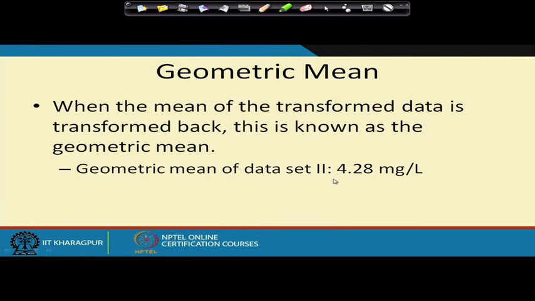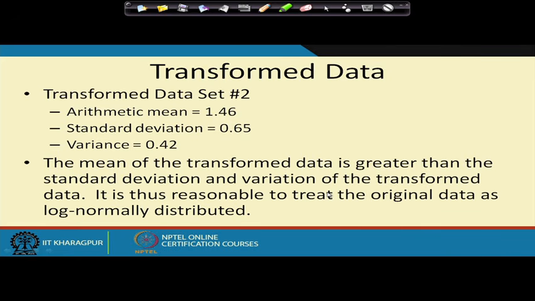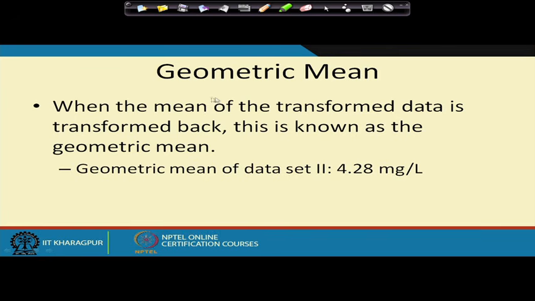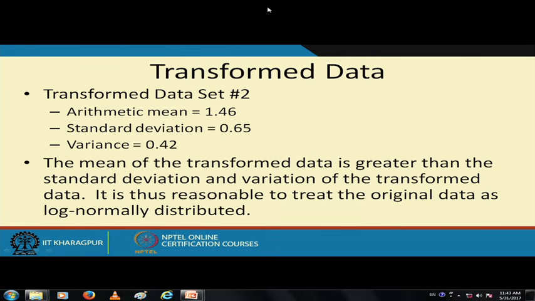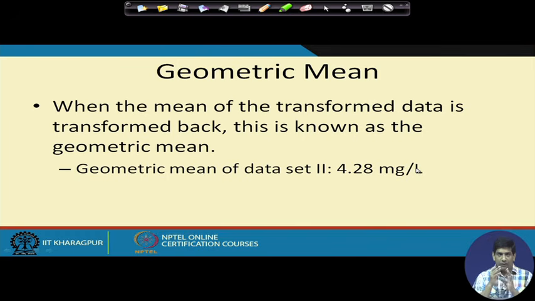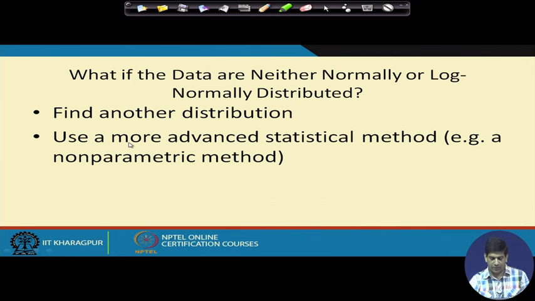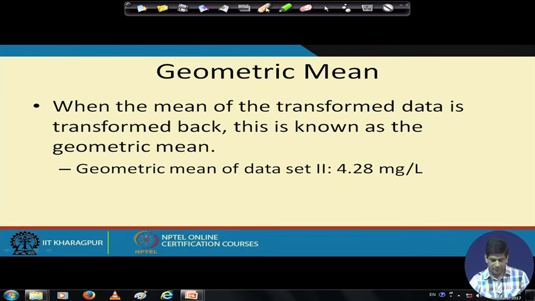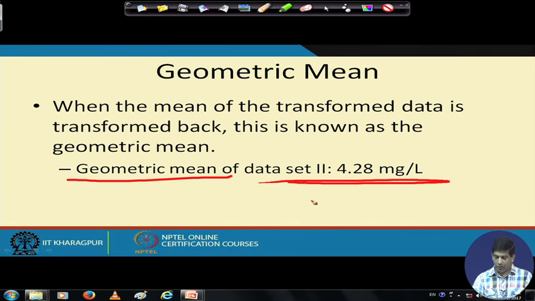Whenever the data is log normal distributed, when we take e to the power of that data, like earlier, if you remember, we had the arithmetic mean of 1.46. So the arithmetic mean for the transformed data is 1.46. When we go back to the original data, we call it a geometric mean, and this geometric mean is 4.28, which is e to the power of the previous number.